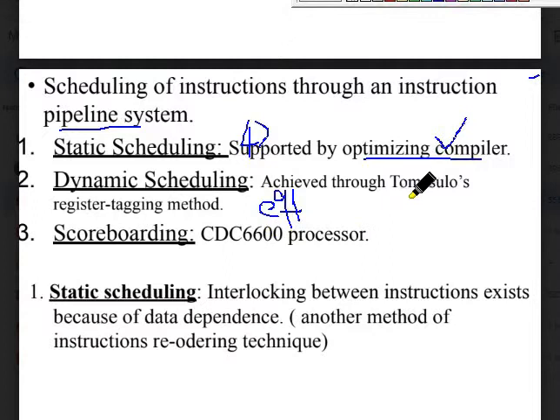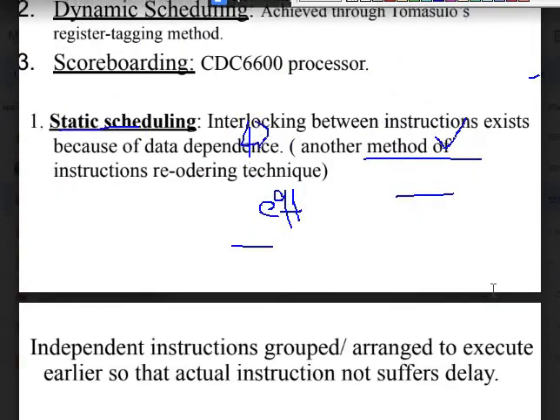To perform this we have Tomasulo's register tagging method. Tomasulo's is an algorithm. The third method we have is the scoreboarding technique. For that, the case study we have is the CDC 6600 processor as an example. Now, we have static scheduling.